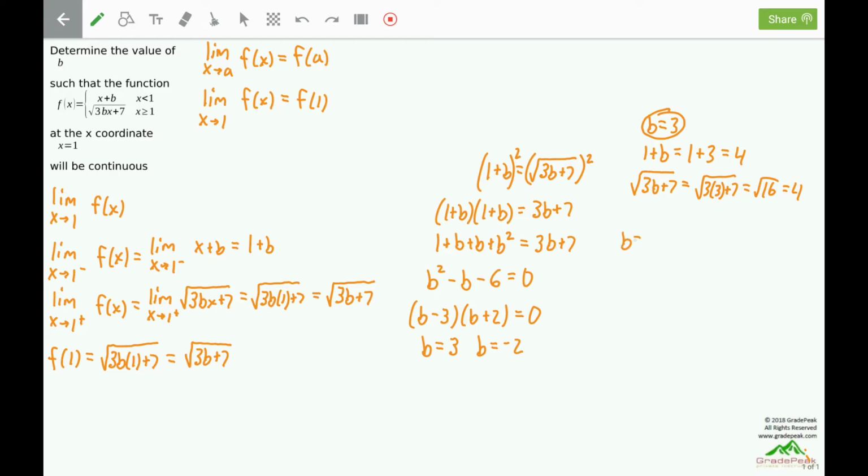Now we will test out b equals -2. 1 plus b will be 1 minus 2, which comes out to a -1. And the square root of 3b plus 7 will be the square root of 3 times -2 plus 7. 3 times a -2 is a -6, plus a 7 is a 1, and the square root of 1 is a +1. And those two do not match. One's a -1, one's a +1, and so it does not hold true at this b value. And therefore our result is b equals 3 only.